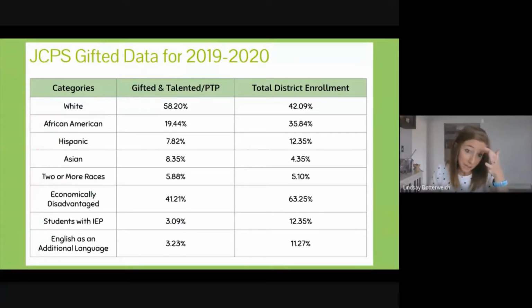Yep. So when we look at this data, we see issues on two sides. We have overrepresentation in our white and Asian categories as a district, and then underrepresentation almost in everything else except for our multiracial students, who are pretty even. So we have a lot of work to do to make sure that these students from these underrepresented groups are getting identified, because we do know that gifted students exist in all populations.